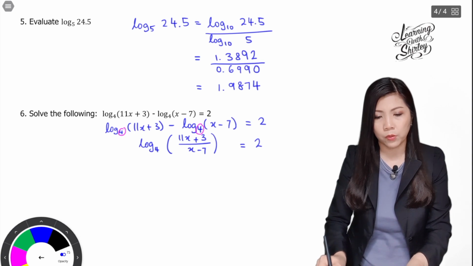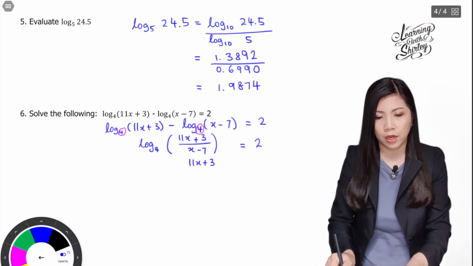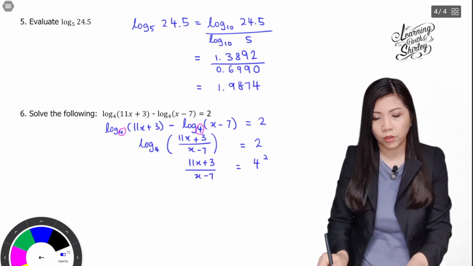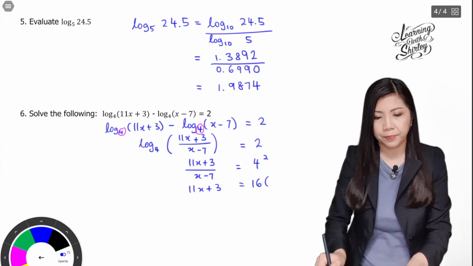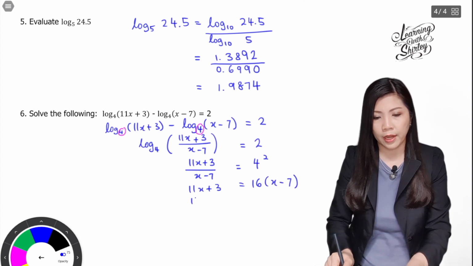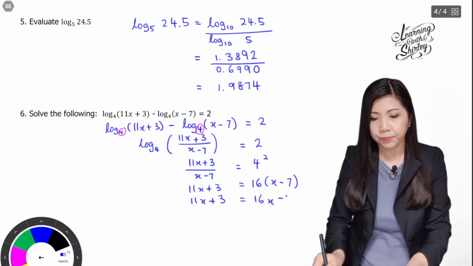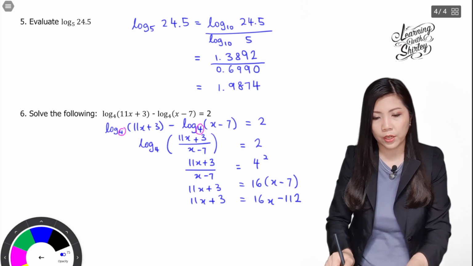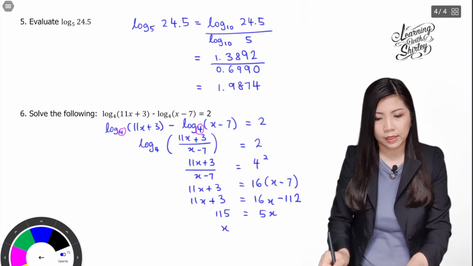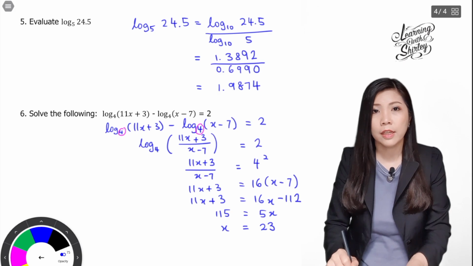This is in logarithm form. We change to index form, which will be 11x plus 3 over x minus 7 equals 4 squared. 4 squared is 16. So 11x plus 3 equals 16 bracket x minus 7. Then we open up the bracket: 11x plus 3 equals 16x minus 112. Then we do a linear equation. On the left side, the negative 112 shifts over so it becomes 115, and the right side is 5x. So x is 115 divided by 5, which is 23. So that's the answer.